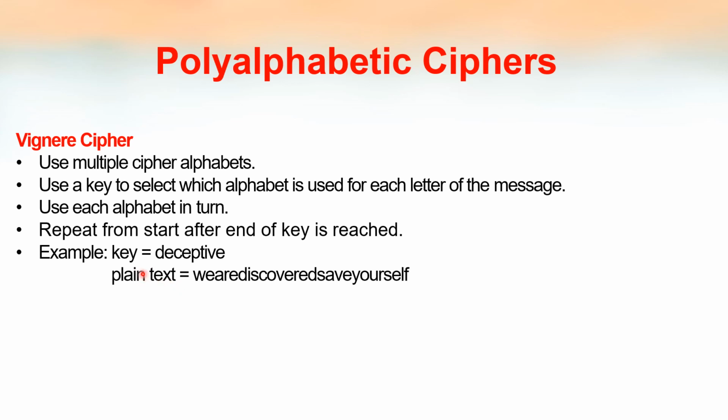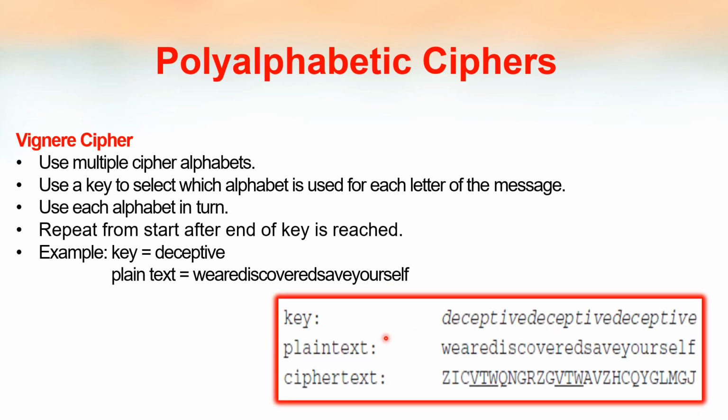Here is one example. The key is deceptive. Plain text: we are discovered, save yourself. We can see how to encrypt this. In the Vigenere cipher, the plain text length and the key length are different, so the key has to be repeated till it reaches the length of the plain text.